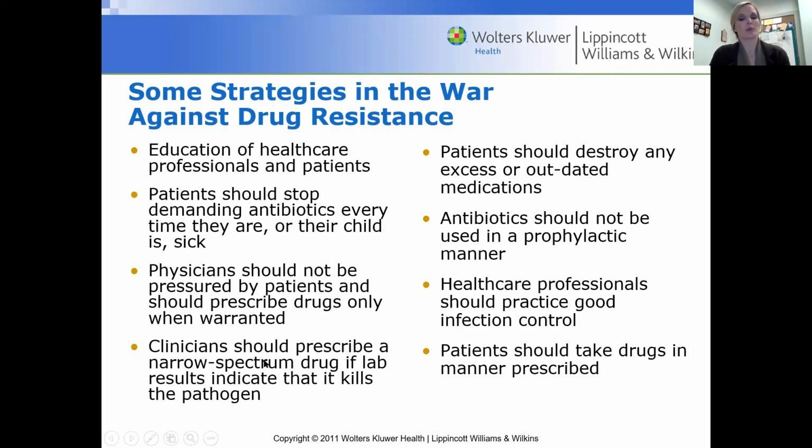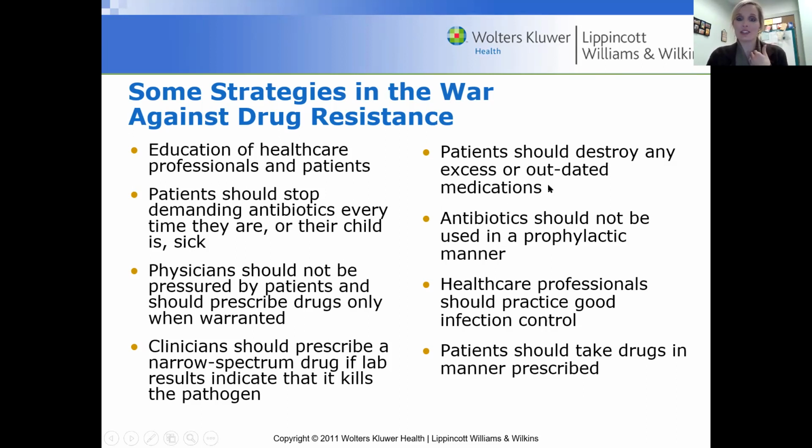Clinicians should really focus on prescribing narrow spectrum drugs if lab results indicate that it's going to kill the pathogen that's causing harm to the patient. Because again, broad spectrum drugs are really used only when we need to target a variety of different things. Maybe we're unsure which antibiotic is going to kill off this pathogen. But if we know that a very specific narrow spectrum drug is going to kill it, then we need to prescribe that instead of constantly giving patients broad spectrum antibiotics.